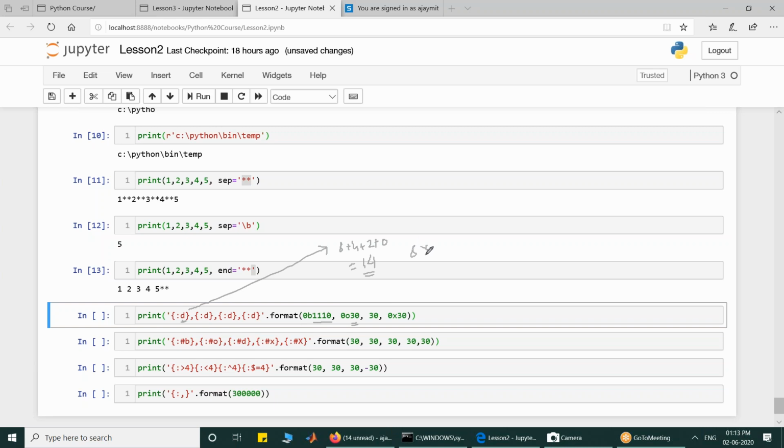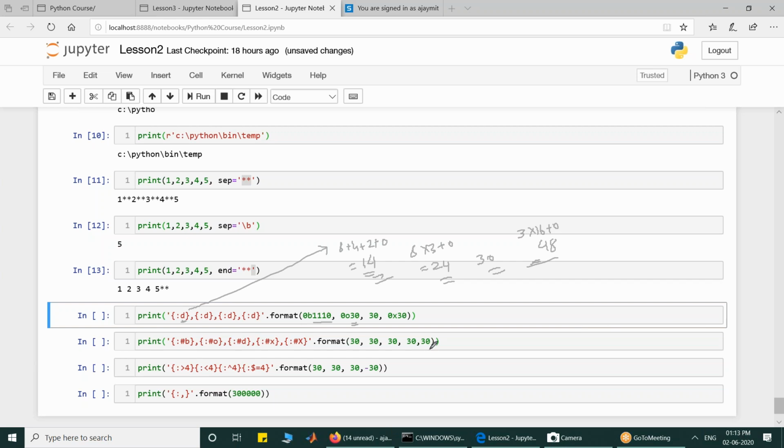Then this is octal 30. Octal is 8 into 3 plus 0, so this is 24. This is 13 decimal normal, and this is 13 hexadecimal: 3 into 16 plus 0, 48. So the output would be 14, 24, 30 and 48.